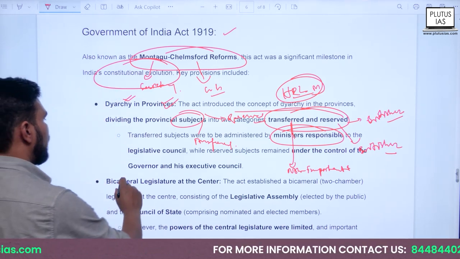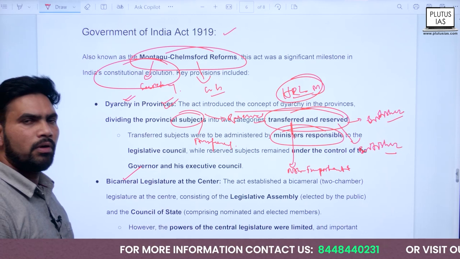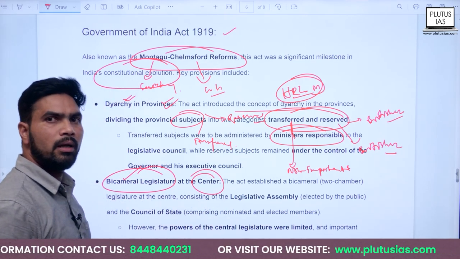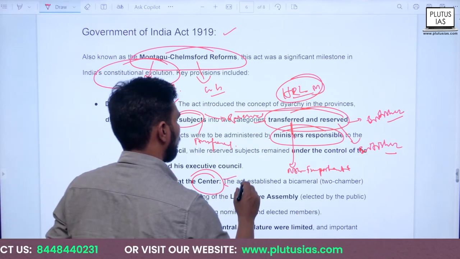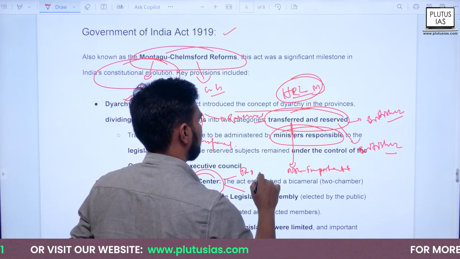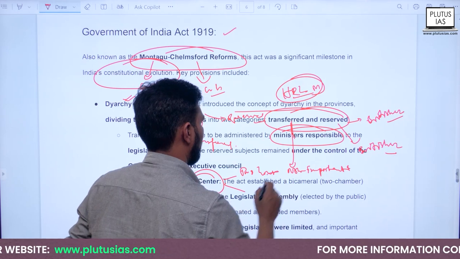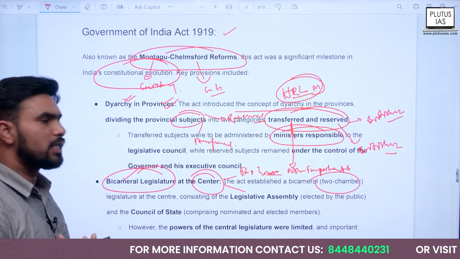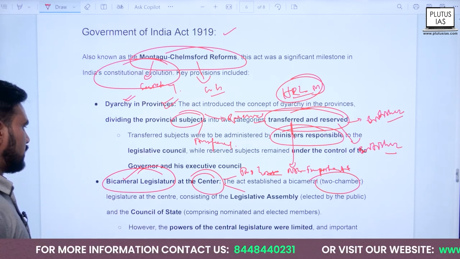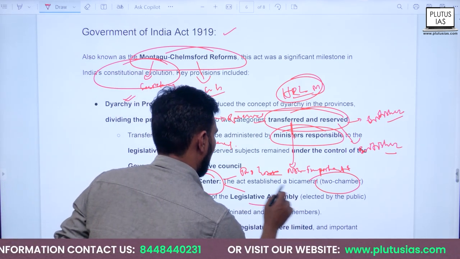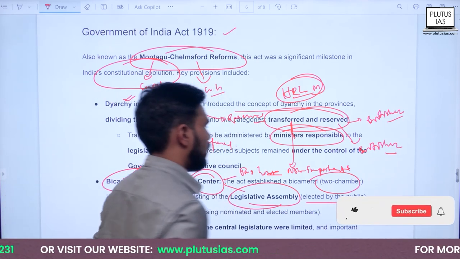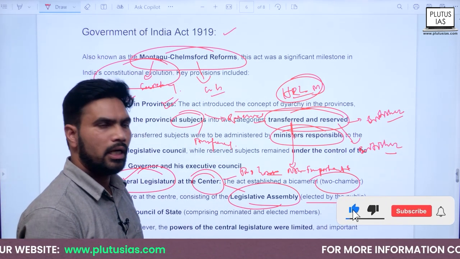Right. The other important reform is the bicameral legislature at the center. Bicameral means two bodies, two houses. So a two-chamber legislature has been introduced at the central level, at the national level. The first is the legislative assembly. Here the people are represented directly; they are elected directly by the people.